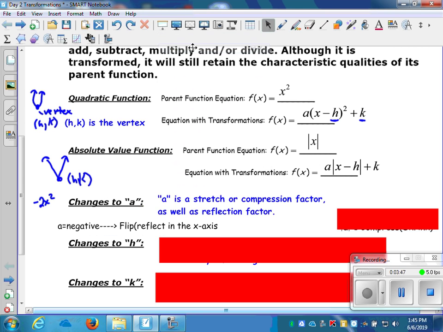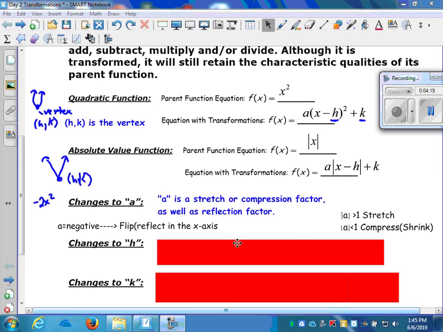So you can add this into the notes that the a, if it's negative, will flip or reflect over the x-axis. And if the a value itself, ignoring the negative in front, is bigger than 1, you have a stretch factor, so it makes the object look taller quickly. Or if it's less than 1, in other words, if it's between 0 and 1, for example, like a half, it'll make the object compress. It'll look shorter and wider.